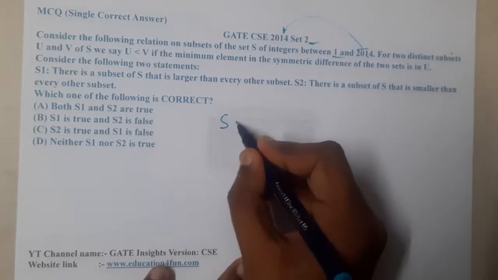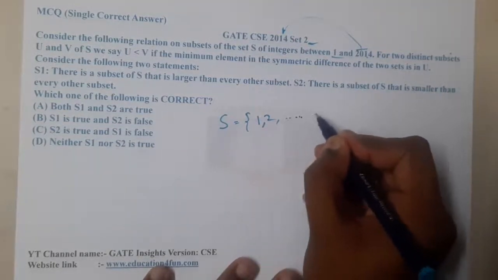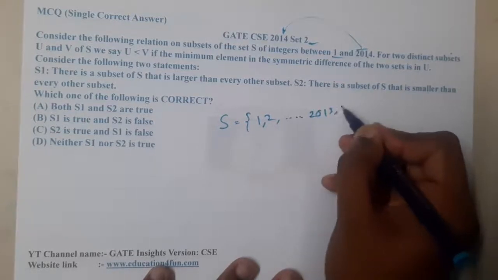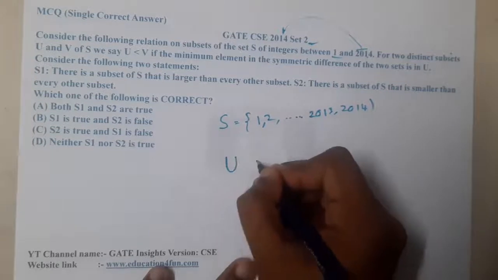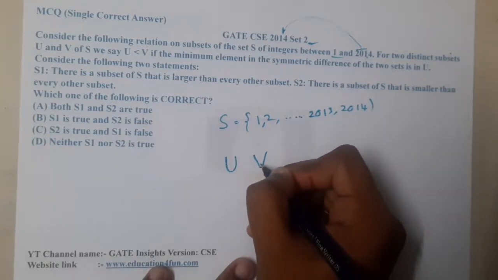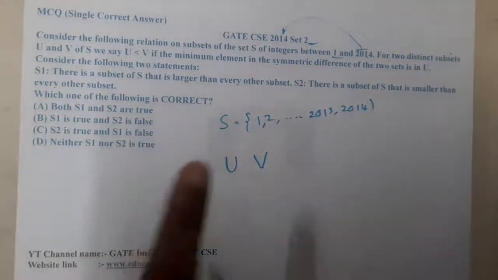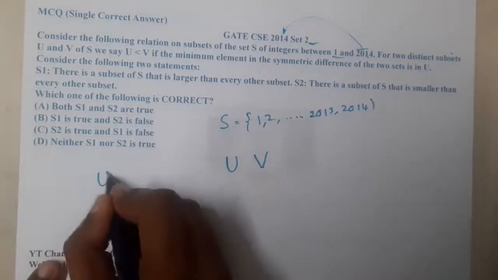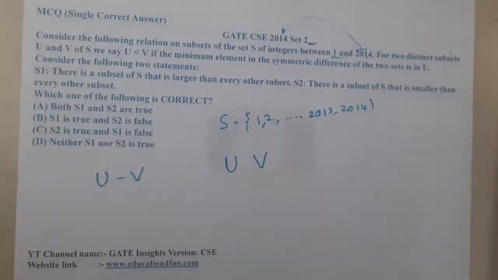The first thing we should understand here is that we have a set S which contains integers 1, 2 and so on up to 2013 and 2014. After this we are forming two different sets U and V. One step is performing the U minus V operation, that is nothing but the symmetric difference, and making sure that U is having the minimum element, guys.